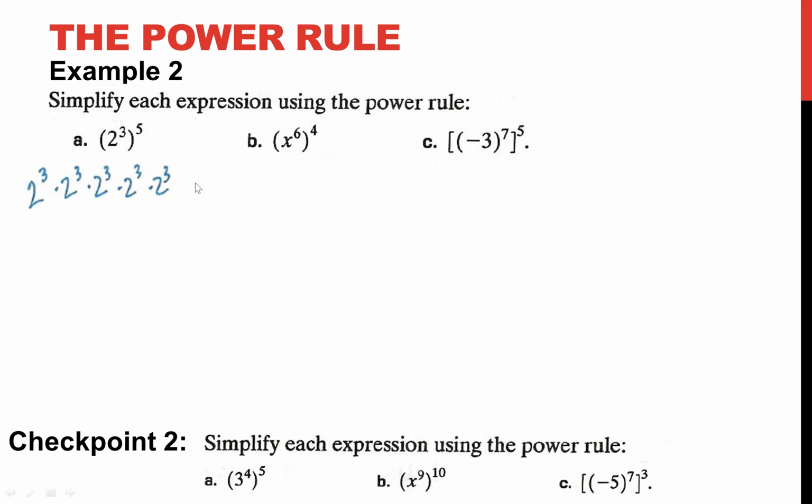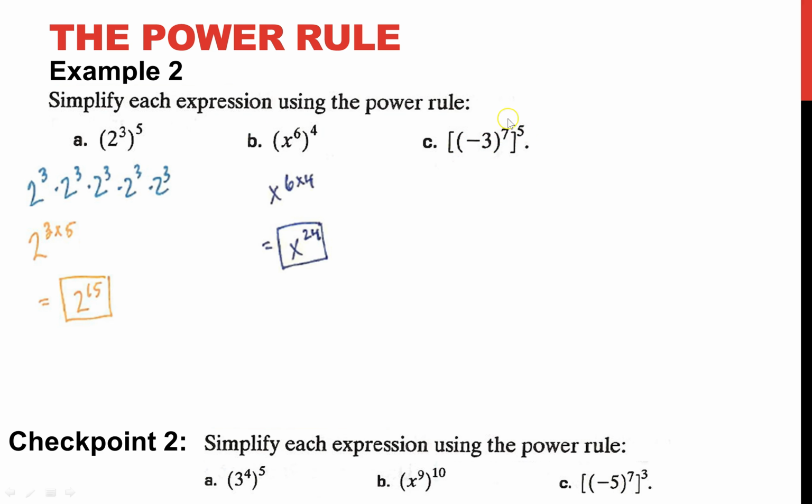However, we know that repeated addition is multiplication. So that means I can go 3 times 5. And of course, that's 2 to the 15th. So now we have x to the 6th to the 4th power. So I'm going to multiply 6 times 4. It's x to the 24th.